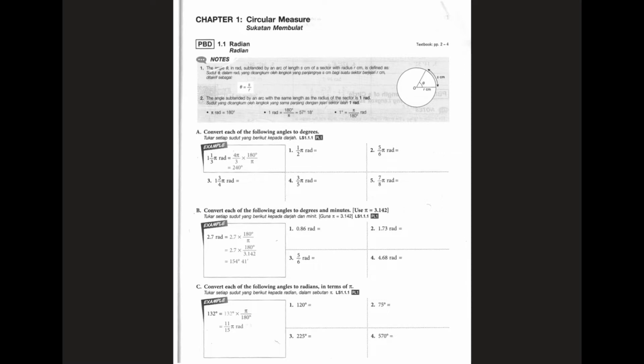So you know we can measure angle in degree. So now we can measure angle in radian. It's another way. It's something like length. You can measure it in meter. You can measure it in inch. So it's that kind of idea.